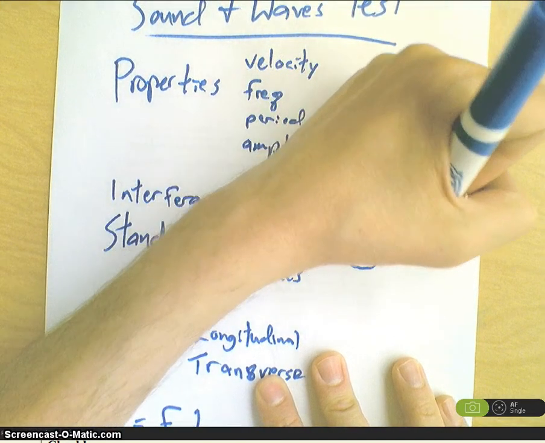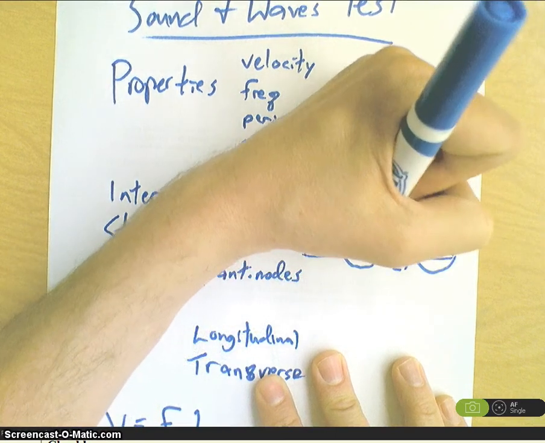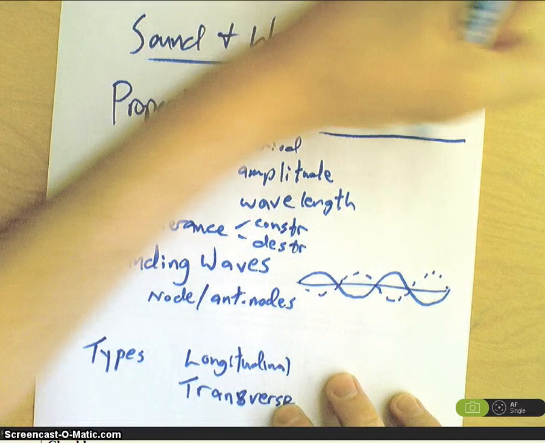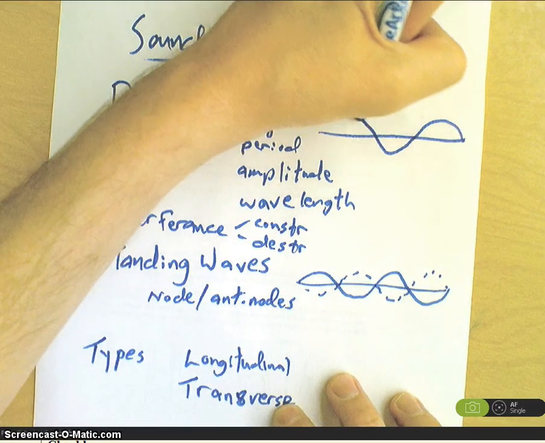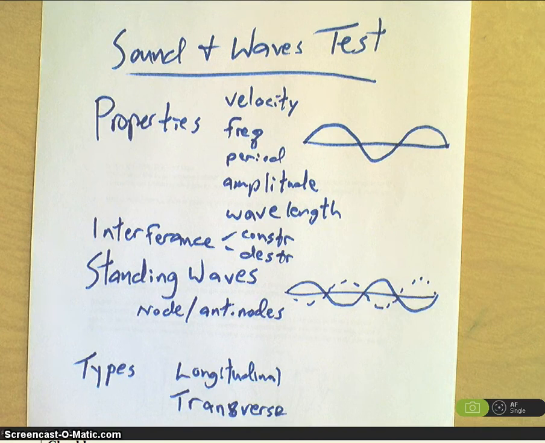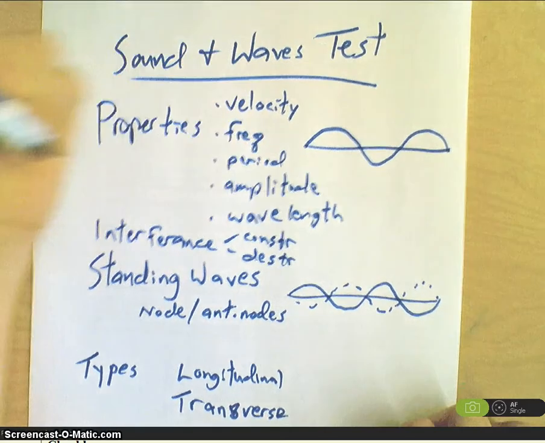You could draw a standing wave, a series of nodes and antinodes. If I were to draw a picture of a wave up here, you should be able to do things like identify the wavelength, identify the amplitude, and tell me how you would figure out things like velocity or frequency or period. You should absolutely know the definitions of each of these things, and how to find them.